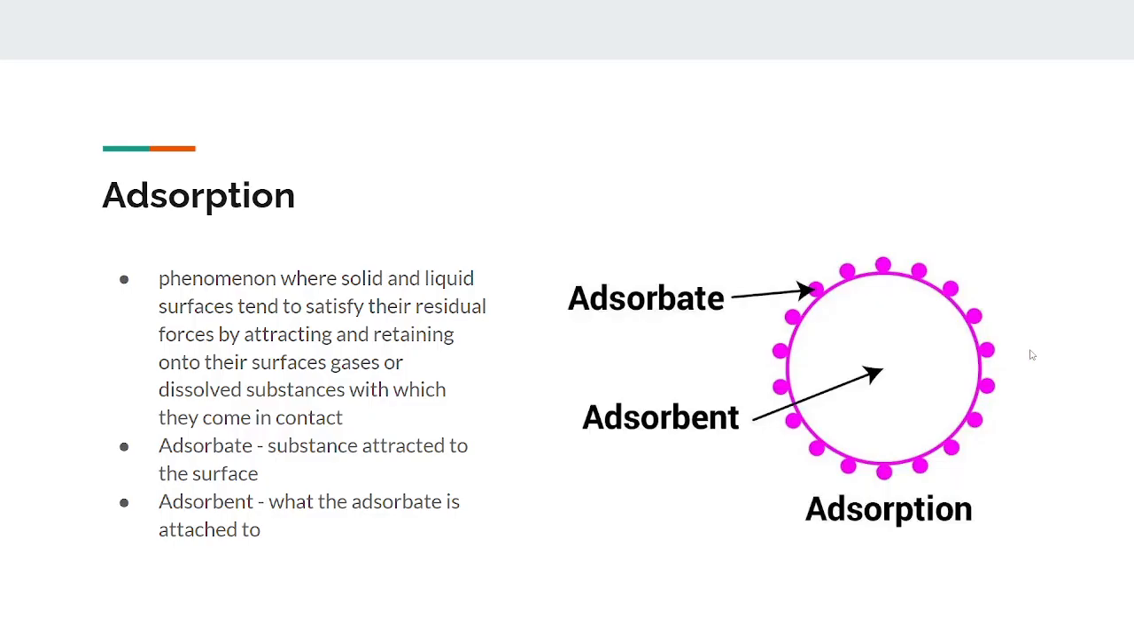So what is adsorption? Adsorption is a surface phenomenon in which molecules, ions, or particles from a gas or liquid stick to the surface of a liquid or solid material known as an adsorbent. This process is due to attractive forces between the adsorbate, which is the substance being adsorbed, and the adsorbent surface.